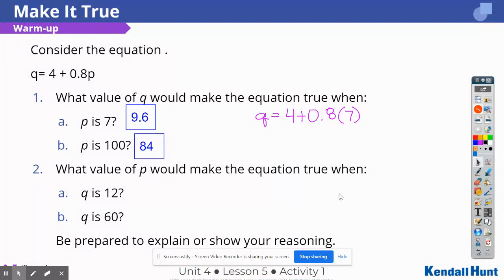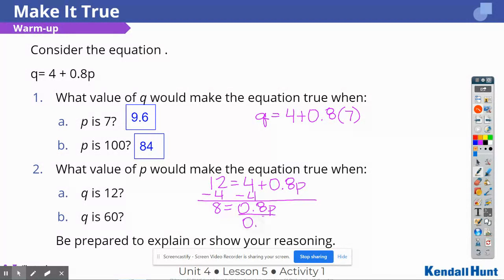For finding P when Q is 12, well, we now know Q is 12, so we would have had 12 equals 4 plus 8/10 P, and you would have to solve like a two-step equation. So you would subtract 4 from both sides and divide by 8/10 to get P by itself. Okay. And you would have gotten 10. You would do the same thing with 60 and solve for P, and you should have gotten 70.